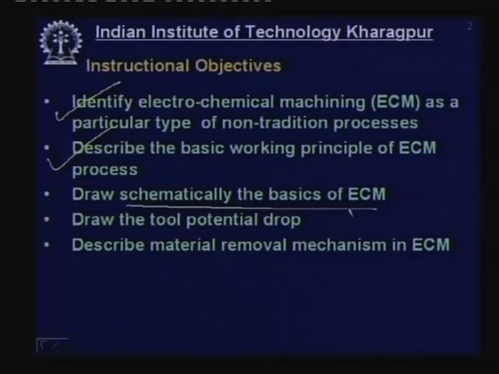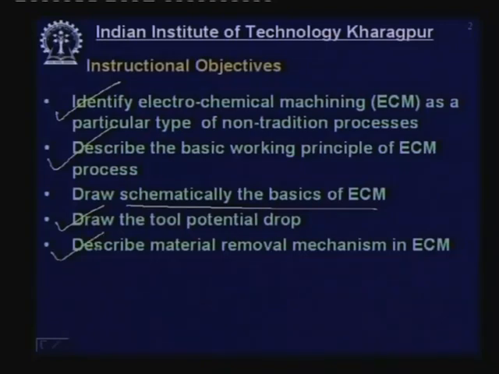In electrochemical machining, electrodes are used for machining. So, across the electrode there will be a potential drop. You would also be able to understand and schematically draw the tool potential drop. In any non-traditional machining process, material removal rate is one of the major machining characteristics. It is to be enhanced without sacrificing the product quality. So, in today's lecture you would also be able to describe the material removal mechanism in ECM.